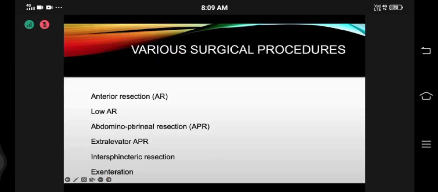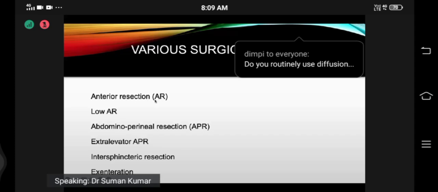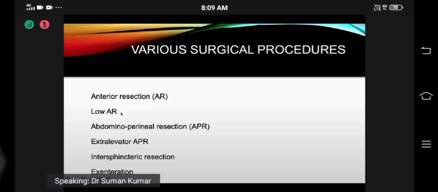So various surgical procedures, like I kept on saying: anterior resection is for the upper and mid rectal tumors, low AR, abdominoperineal resection where the sphincters are involved, extralevator APR where the sphincters and the levator are involved, and intersphincteric resection where only the internal sphincter is involved and the external sphincter is free, and exenteration where the prostate, seminal vesicle, or posterior vaginal wall and cervix are involved.